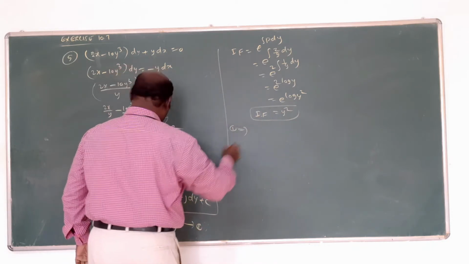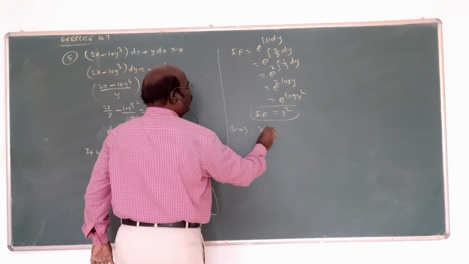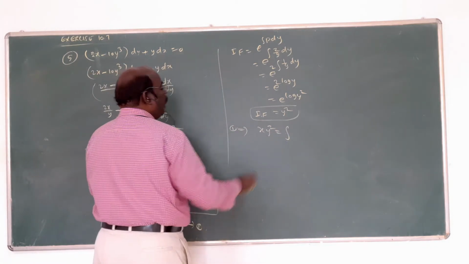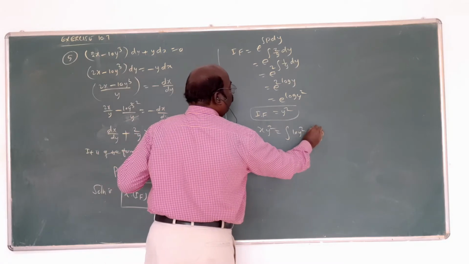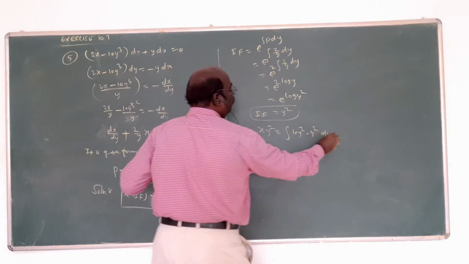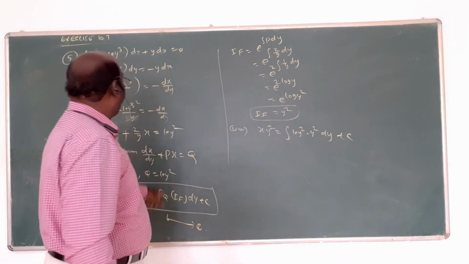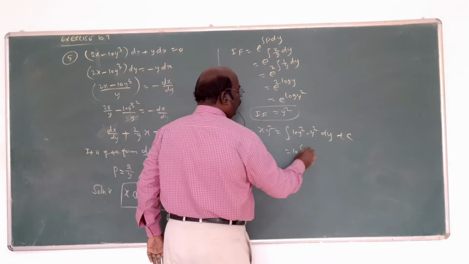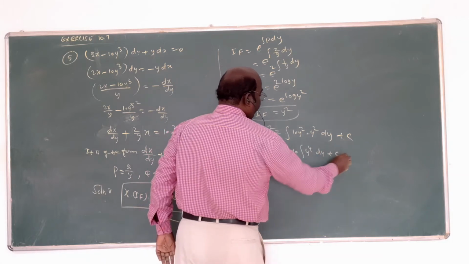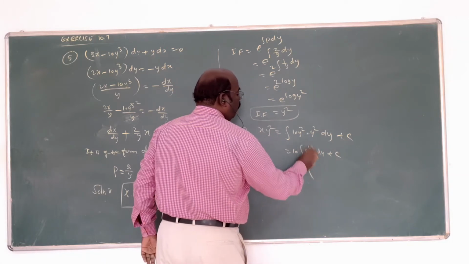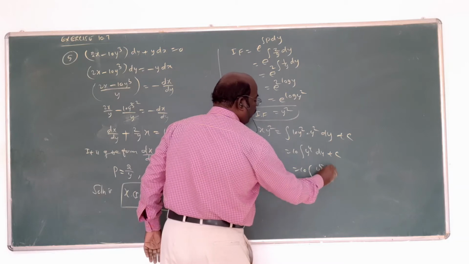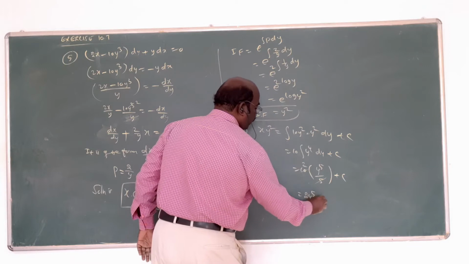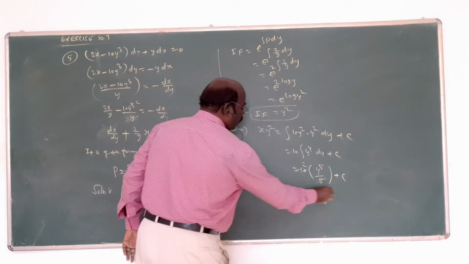Now the solution becomes x into y square, that is x into IF, equal to integral of Q into IF: 10y square into y square into dy plus c. Correct? Q is 10y square, IF is y square. Now 10 is constant, taken outside, the y power 4 dy plus c. Now integration of y power 4 is y power 5 by 5. So 2y power 5 plus c. Here x y square is the solution. This is the answer.